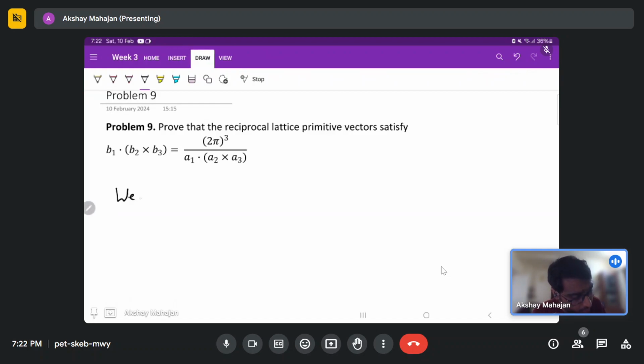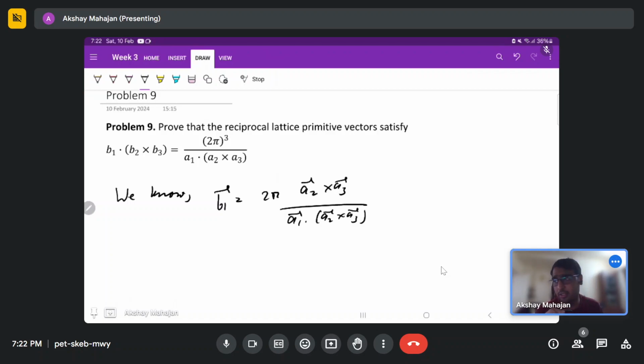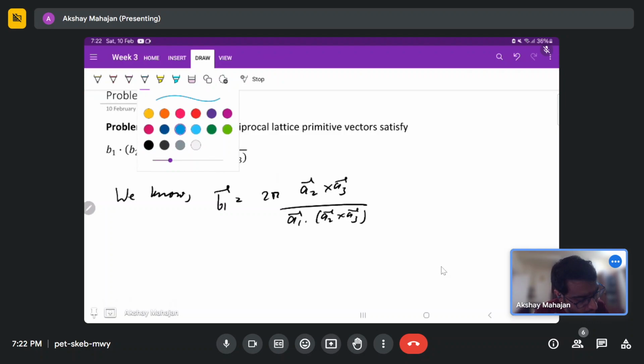So we know that I can write b1 vector as 2 pi times a2 vector cross a3 vector divided by a1 vector dot a2 vector cross a3 vector. Alright, this we know.